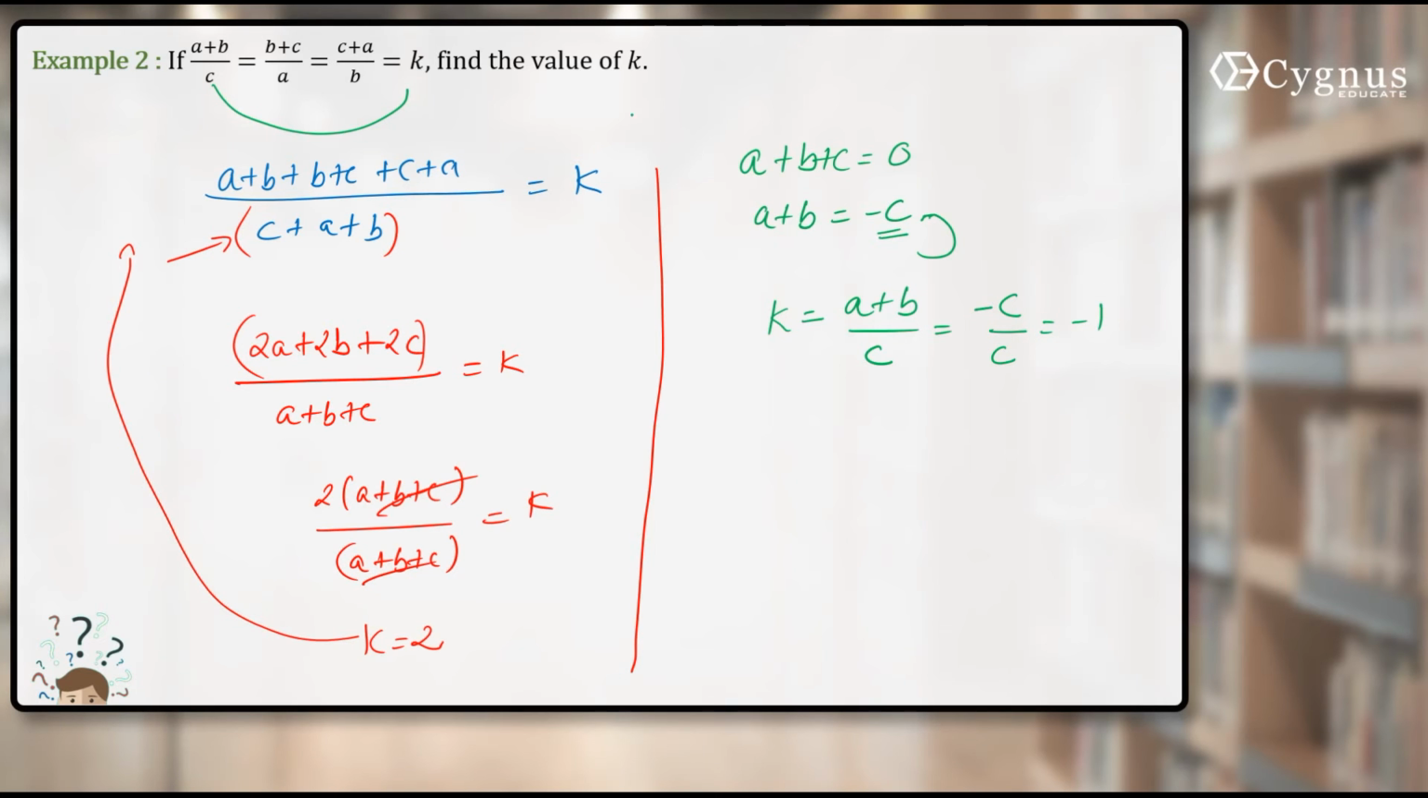So in these kind of questions, you will get two answers. One is the case when the denominator is not equal to 0, and the other is the case when the denominator is equal to 0. I hope this is clear.